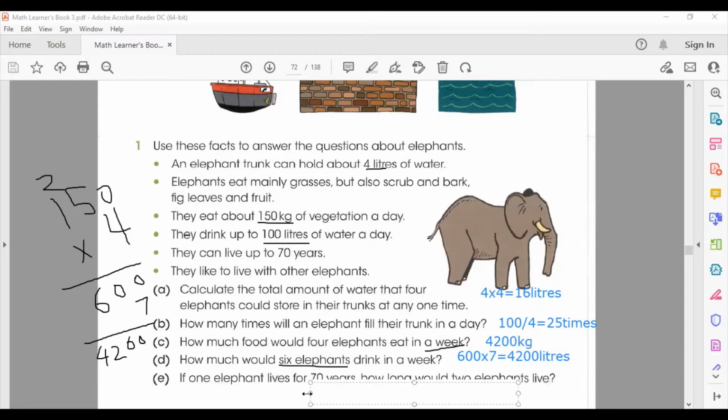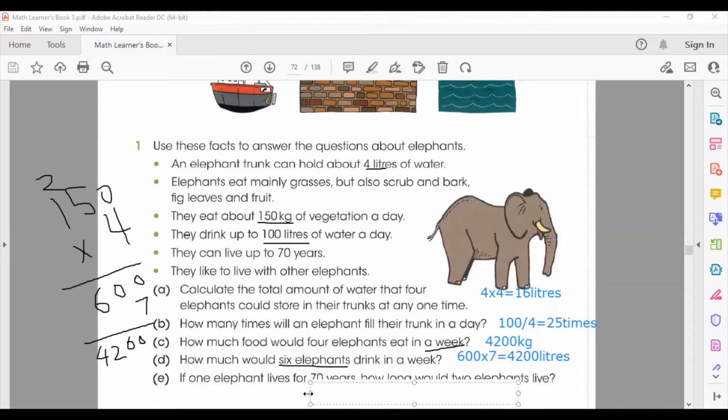If the father lives 70 years or 60 years, do you think their child's lifetime is double? No, obviously not. Their time period for living, 70, 60, is the range. Same like this elephant. If an elephant lives for 70 years, and there are 2 elephants, the lifetime does not change, it is not doubled. You cannot say there are 2 elephants, they can live 140 years, 150 years. You need to multiply with 2.